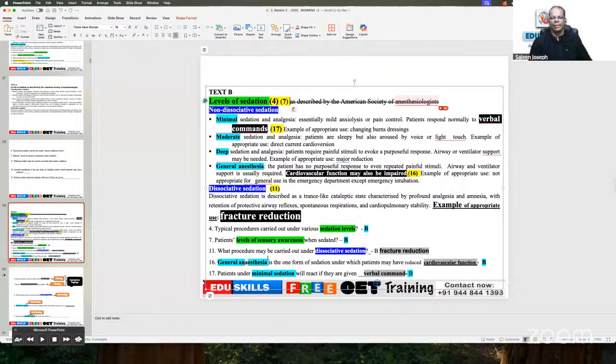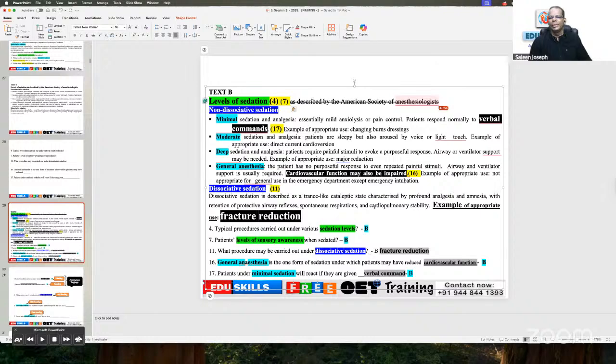What procedure are they asking? What is dissociative addition? They are not asking that. They are asking for a procedure. So an example of appropriate use or procedure, fracture reduction, is given there. Then this says you can immediately reach that particular location where the answer is. Then general anesthesia, you come here immediately.